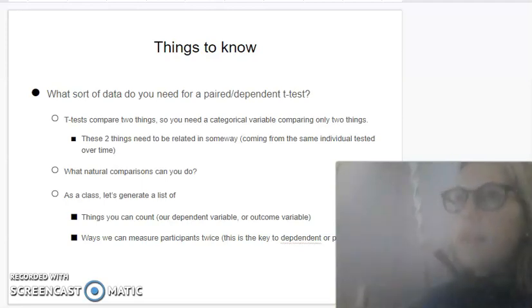What was my stress level when I had no kids? What is my stress level with kids? Again, there are a lot of different comparisons you can make with this. And again, the key is it's a dependent or paired t-test.